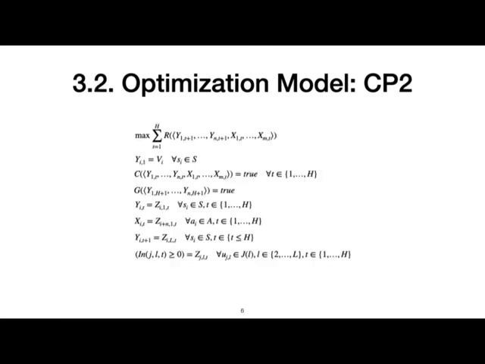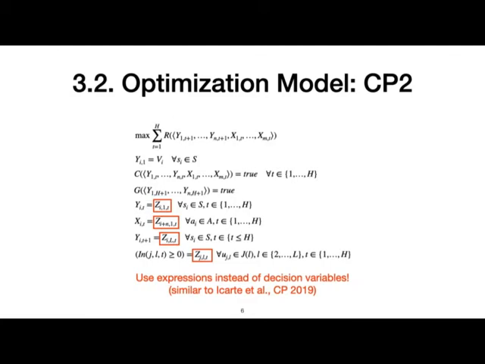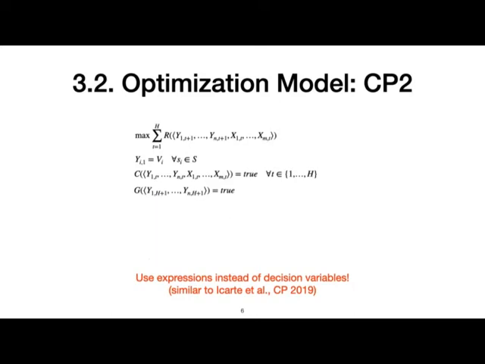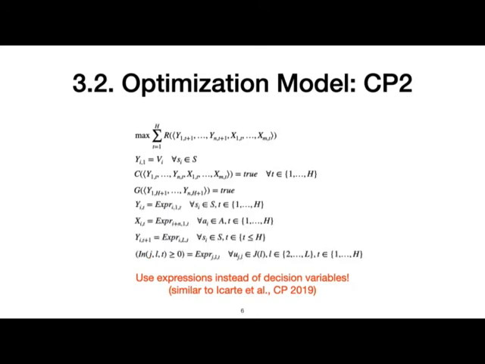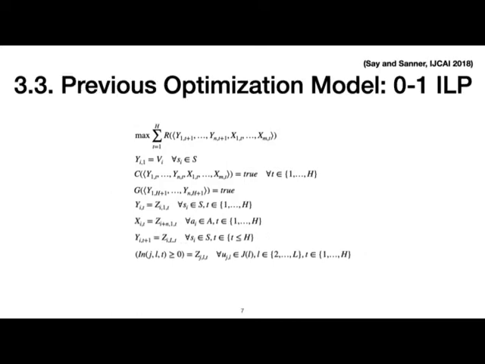Our second CP model is a small modification on our first CP model, such that the decision variables that represent the activation and deactivation of every neuron, that is z_ilt, are replaced by a Boolean expression, which we note is similar to the work on training BNNs using CP models.